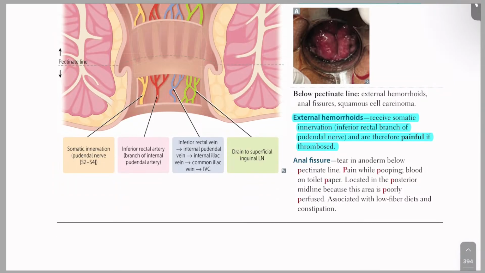Below the pectinate line: lymphatics drain to superficial inguinal lymph nodes. Veins: inferior rectal vein, internal pudendal vein, internal iliac vein, common iliac vein, IVC. Inferior rectal artery, branch of internal pudendal artery. Somatic innervation: pudendal nerve, S2 to S4.